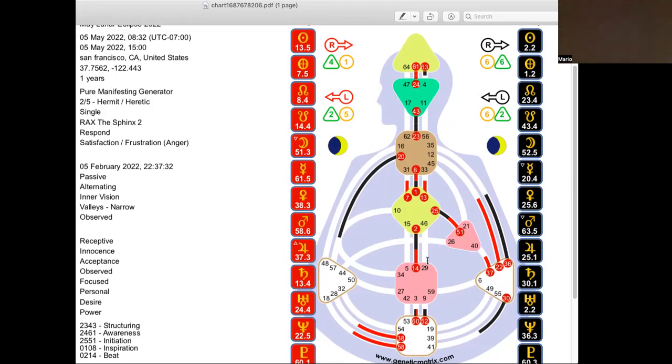Now, the centers are connected by what we call channels. Each center does represent an organ or gland in our physiological makeup. The centers, as I said, are connected by channels. There are 36 channels in a human design bodygraph. Now, these energies are always moving and trying to get to one place, and that is the throat center in order to manifest into the world. This is how we manifest into the world, through our throat center.